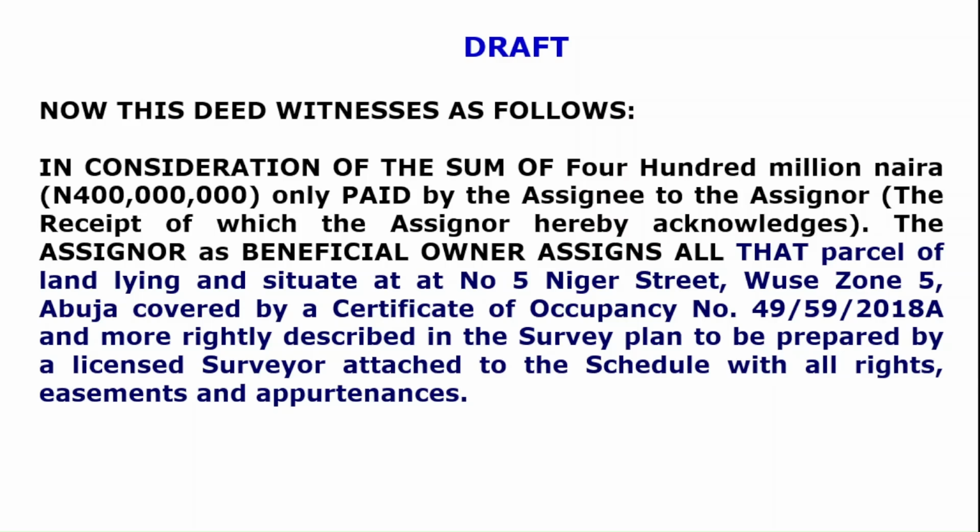So when you look at this scenario, the scenario has told you where the land is located. The land is located at number 5 Niger Street, Uze Zone 5, Abuja. You must include that in the parcel clause, so that if for any reason there is a dispute, the location of the land will not be an issue again, because in law, where there is a land dispute and the exact location of where the land is not an issue, then there's nothing to join issues to.